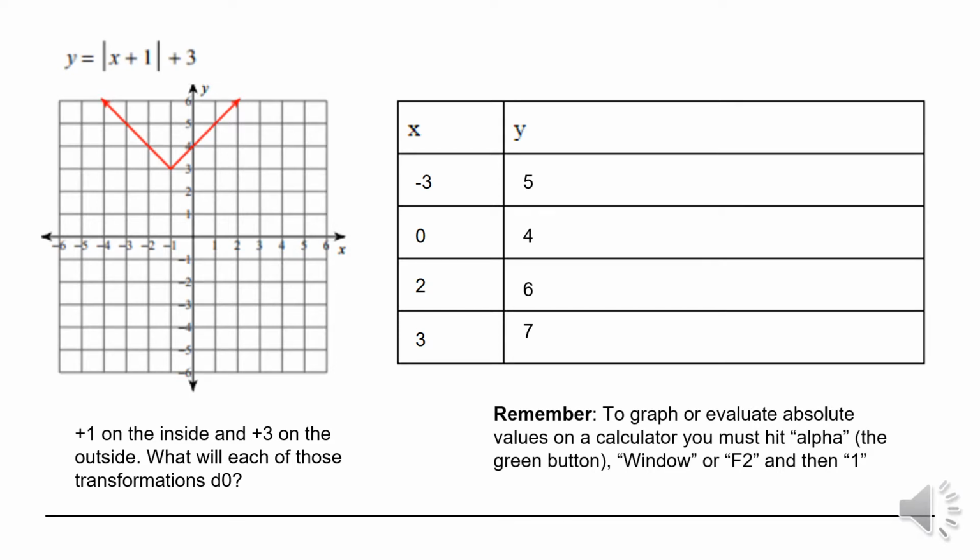If we wanted to graph or just evaluate absolute values on your calculator, you need to hit alpha, the green button, and then click F2, which is located above the window button. At that time, shortcuts will pop up, and the first one says ABS parentheses. That stands for absolute value. So go ahead and click 1 or enter, and you'll see that the absolute value bars come up.